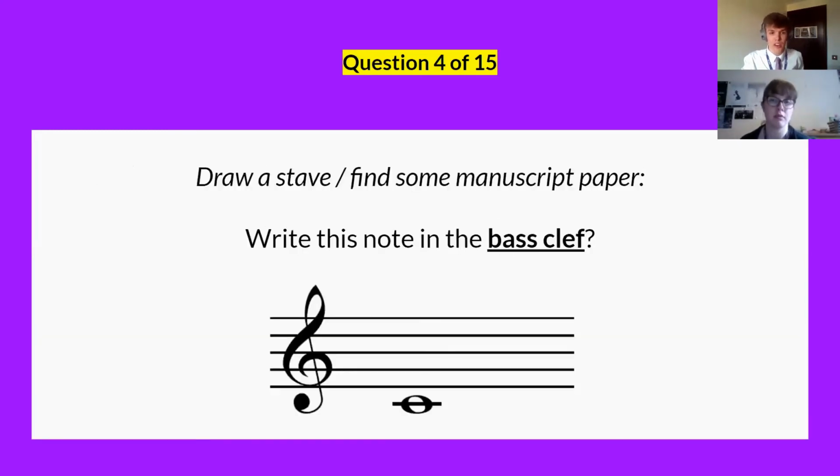Question number 4. For this one, you've got to draw a stave or just find some manuscript paper. I want you to write this note in the bass clef. Here we've got it in the treble clef, and you probably know which note it is. It has a special name. But whereabouts do we find that note in the bass clef? Same note, just written slightly differently.